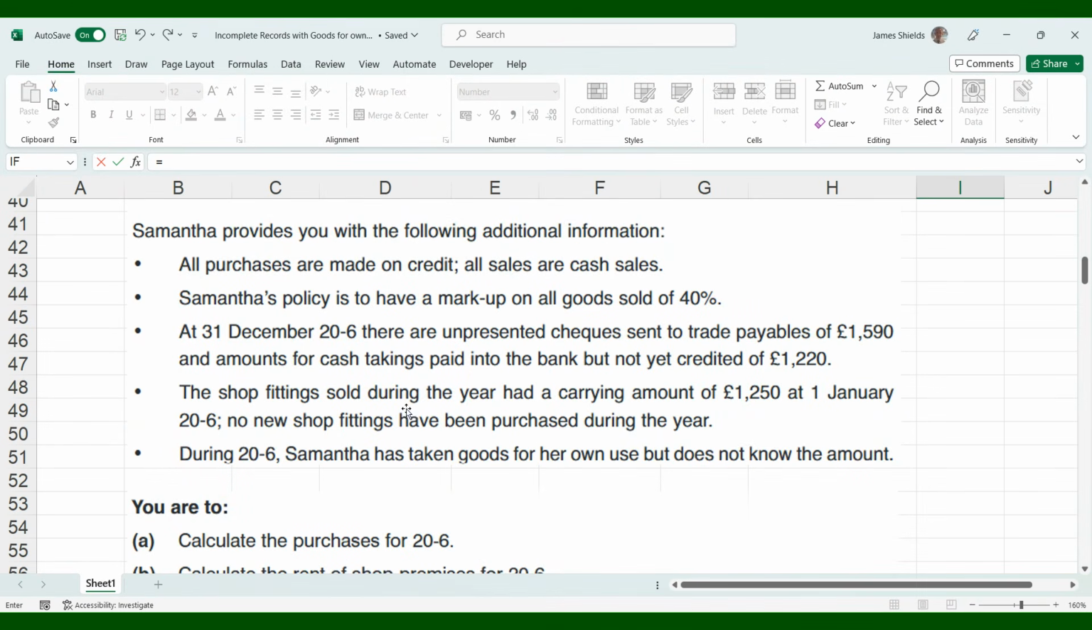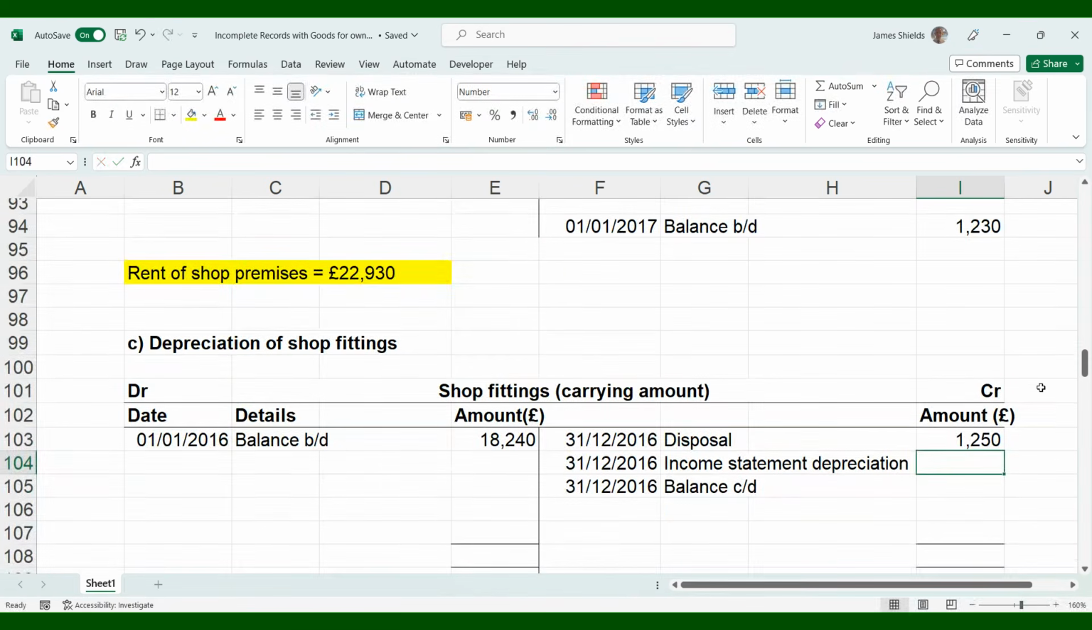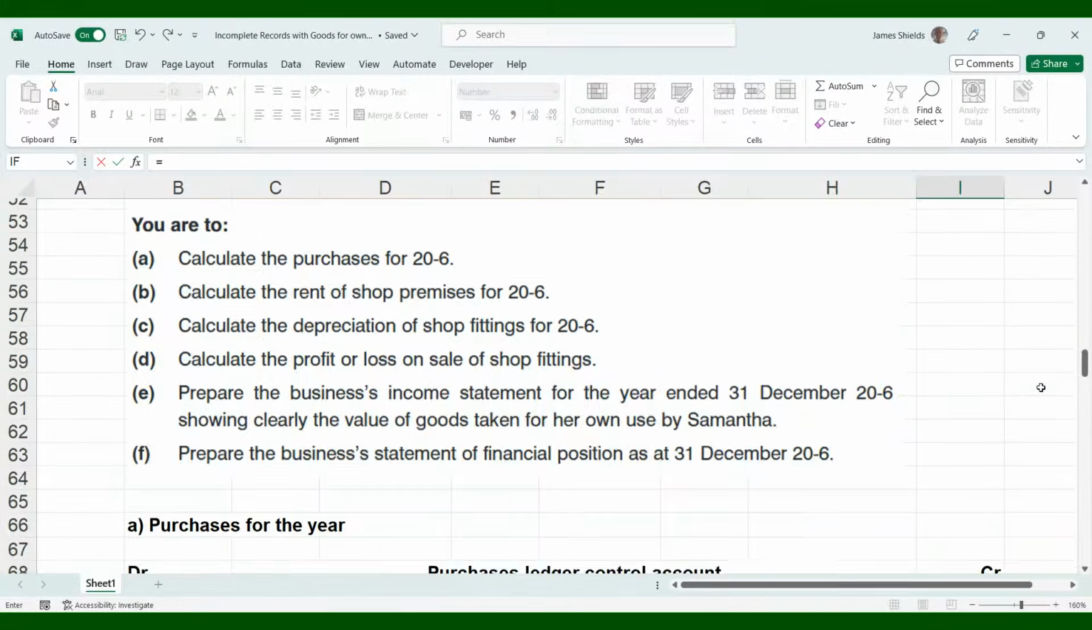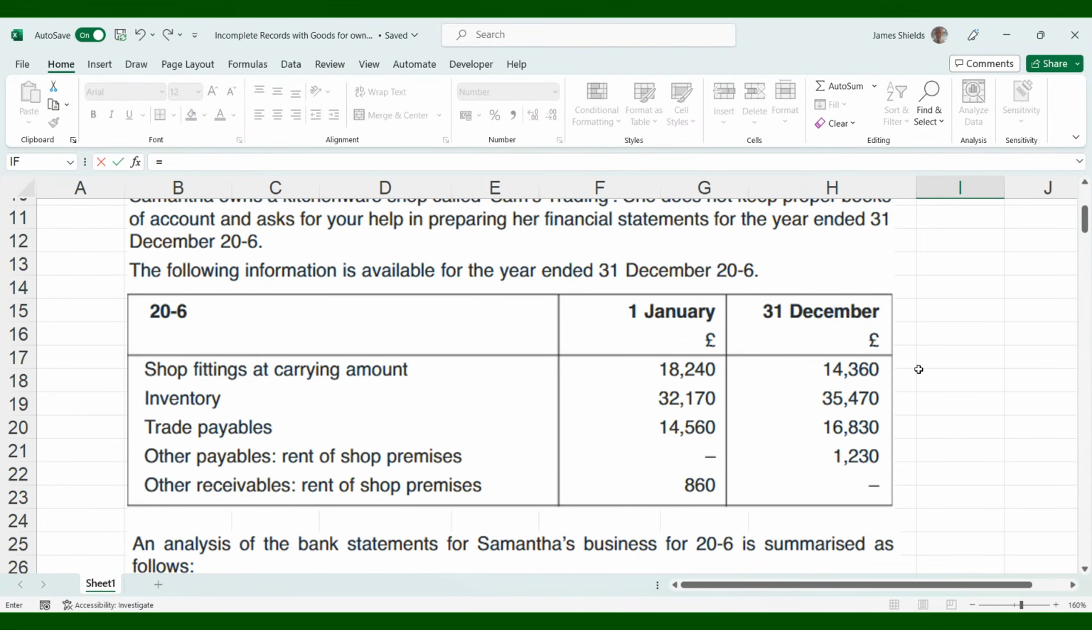Here we go. They sold shop fittings during the year with a carrying amount of £1,250. So £1,250. The income statement, we don't know what it is, but we can work it out in a minute. The balance carried down at the end of the year, that's in the beginning of the question. So shop fittings for the 31st of December is £14,360.